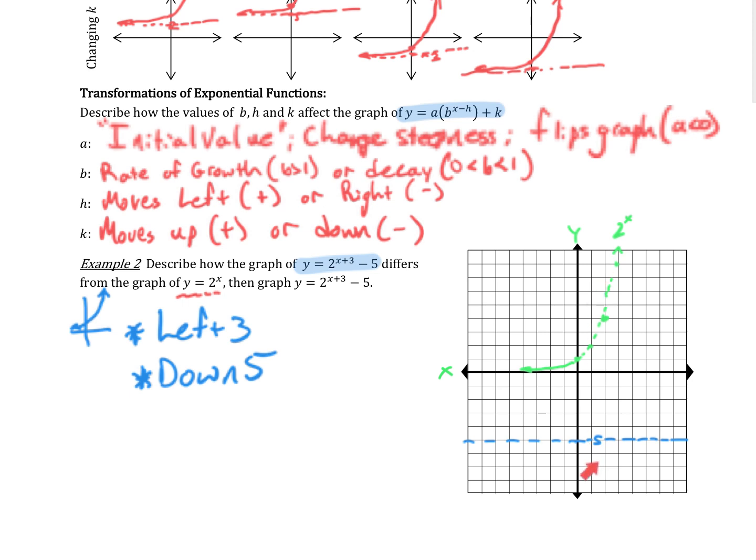So we know it's down 5. Normally, it goes through the point 0, 1 right there, right? However, that point's going to be left 3. That point's going to go left 3 and down 5. So that point's going to end up here.